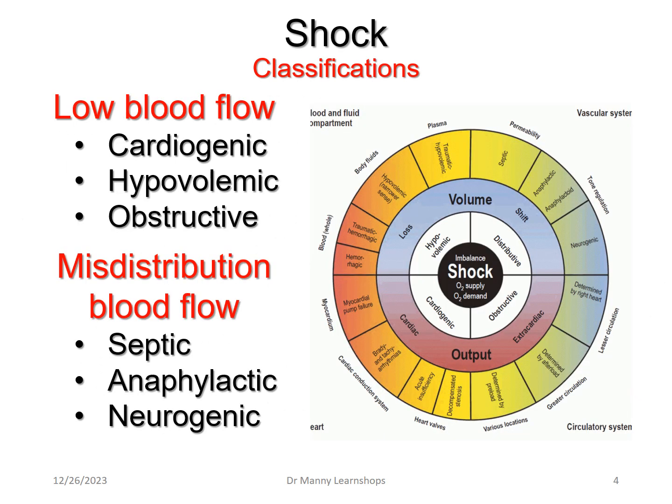What are some of the classifications? Well, the classifications that I'm using here are low blood flow and maldistribution blood flow. Low blood flow incorporates cardiogenic, hypovolemic, and obstructive shocks. Maldistribution or distributive incorporates septic shock, anaphylactic shock, and neurogenic shock.